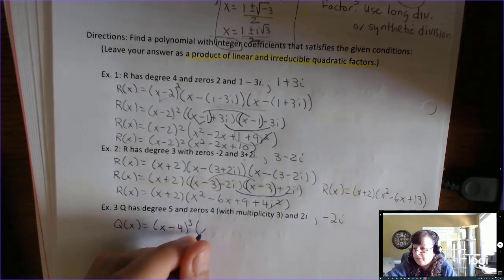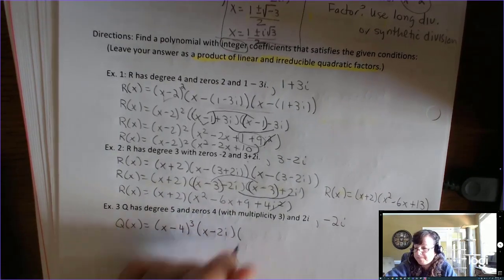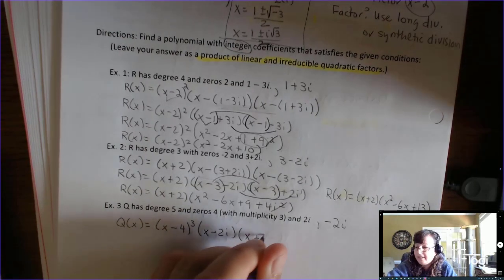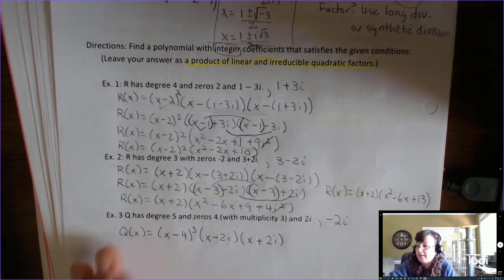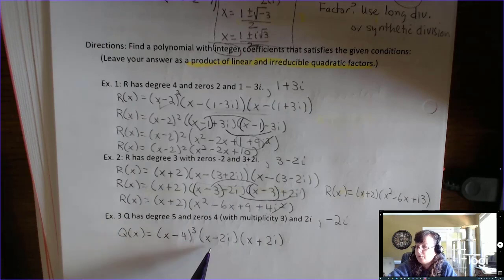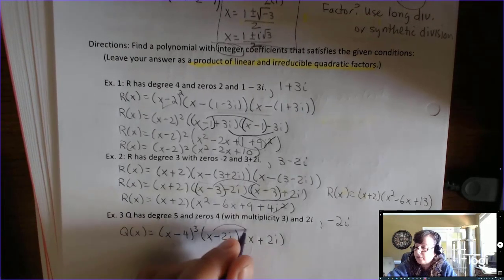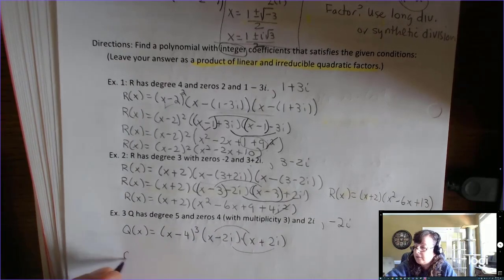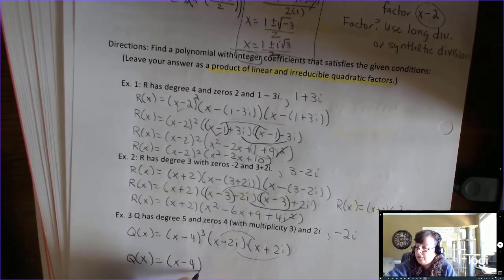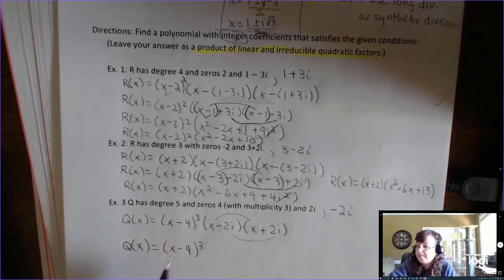Turn that 2i into a factor. That's x minus 2i. Turn that negative 2i into a factor. That's x minus a negative 2i, which is x plus 2i. And this last one is actually easier than that one because you don't have to regroup. All you have to do is recognize that we have a product of a sum and a difference. So the outer and inner terms are going to cancel. So this is going to be Q of x equals x minus 4 cubed. No need to multiply all that out.